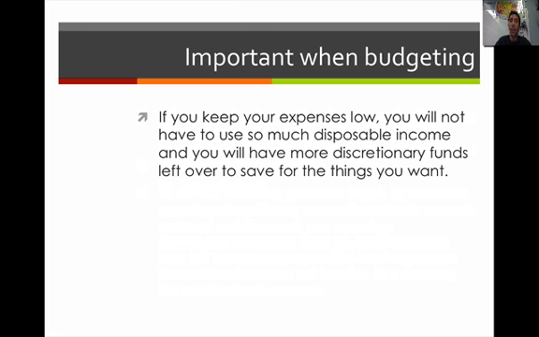In the end, though, at some level, you do have to have your disposable or your needs met before you can move on to your wants. Hope this makes sense. If you have any questions, please feel free to let me know.